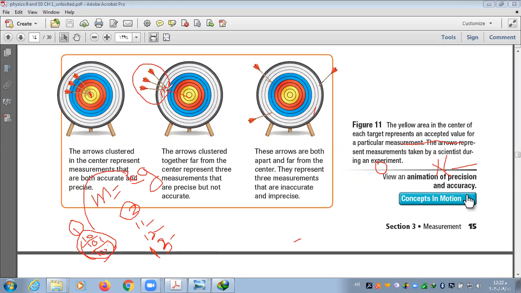The real value or from the target. Okay. What about the third one? The third one is speaking about three measurements, three arrows, that are inaccurate and imprecise because all of them are away from each other. Not precise because they are away from each other, and not accurate because they are away from the target or away from the real value.